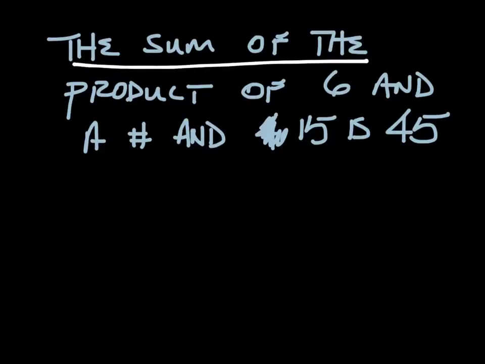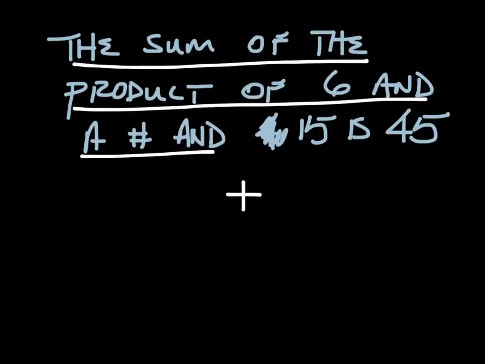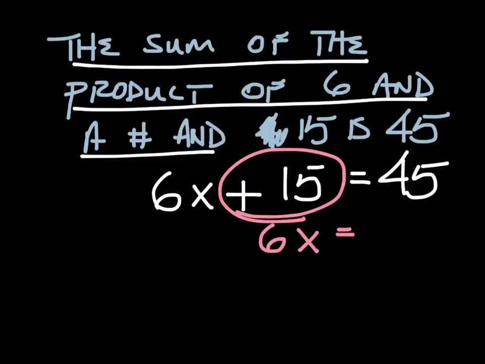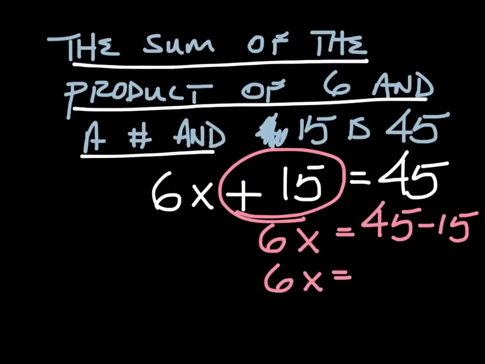The sum means I should do what? Add. The product of 6 and a number is what? 6x and 15 goes here is 45. What happens to this? Yeah, you subtract it from the other side, so it would be minus 15. What's 45 minus 15? 30. And what do I do to 30? And what's the answer? 5.